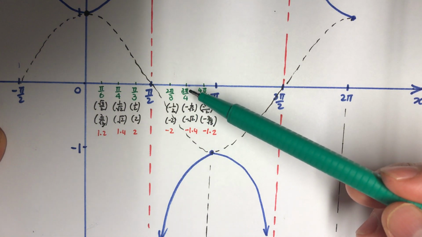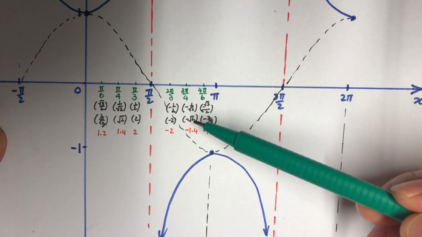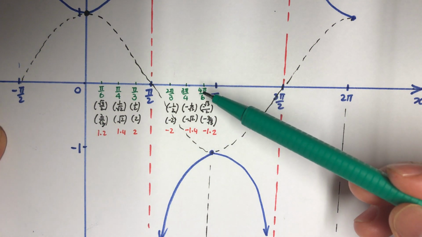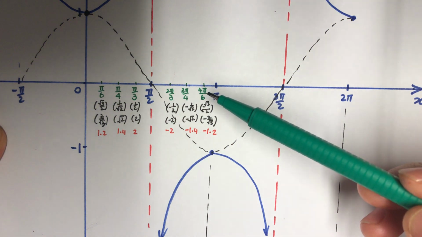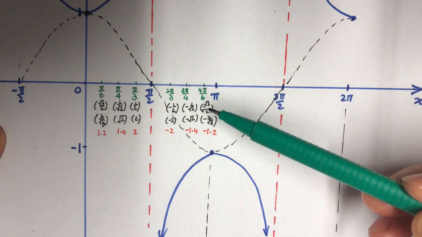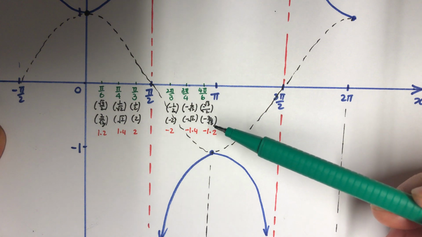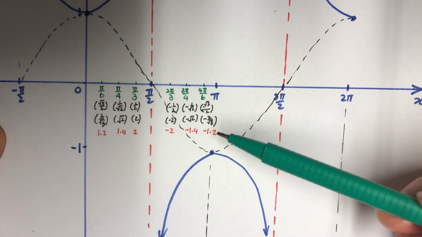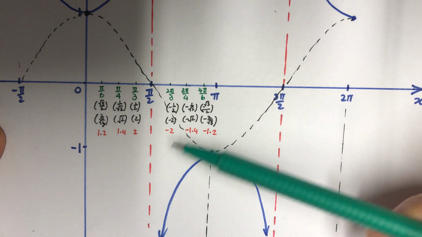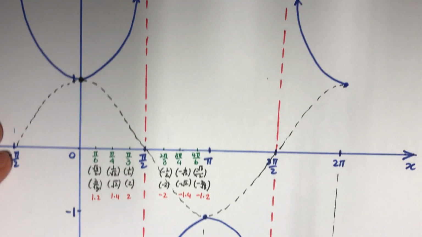And cos 135 is negative cos 45, which is minus 1 over root 2. The reciprocal of that is minus root 2, roughly minus 1.4. And 4 pi over 6 is 150. That's minus cos 30, which is minus root 3 over 2. The reciprocal of that is minus 2 over root 3, roughly minus 1.2. So here it's going from bigger numbers to getting smaller. So this is what it looks like.